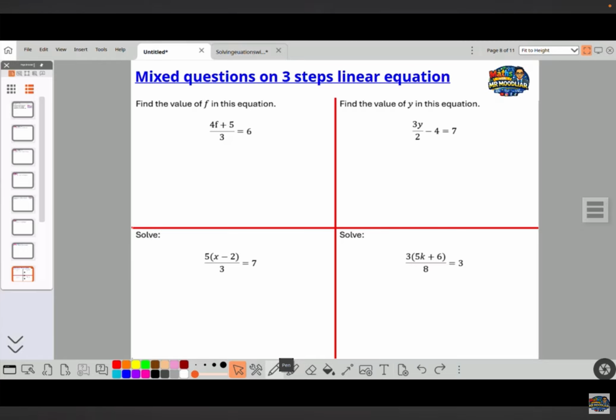When we are solving linear equations, it's all about using the inverse operations. So at the moment, what do we have here? We have 4f plus 5 divided by 3. The 4f plus 5 expression is actually one term, so I'm going to introduce a bracket just to clarify that. Since they are one term, I cannot subtract 5, which means that I'm going to multiply by 3, because the inverse operation of dividing by 3 is multiplication.